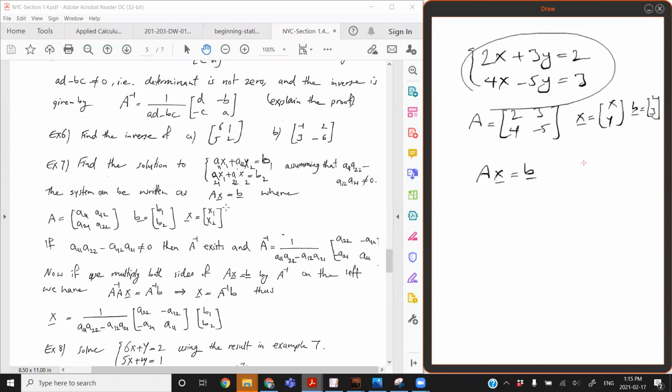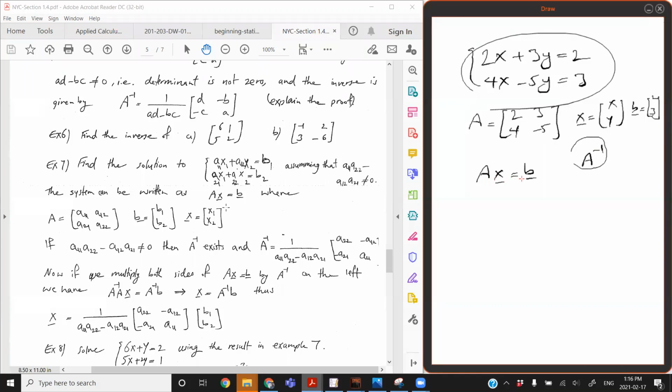Now, imagine that A inverse exists. If A is an invertible matrix, and in this case it is, because if I multiply 2 and -5, that gives me -10. -10 minus the product of these two. So -10 minus 12, that's -22. So A inverse actually exists for this matrix of coefficients. Then what can I do with this A inverse?